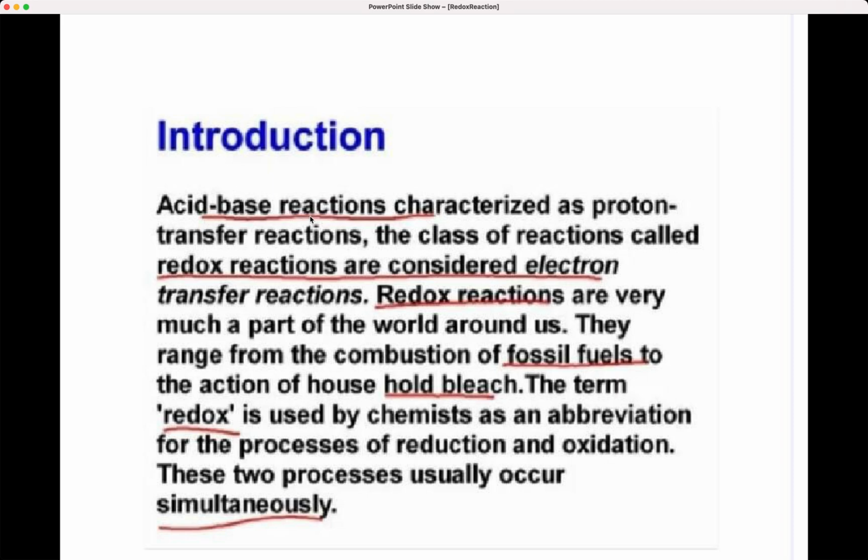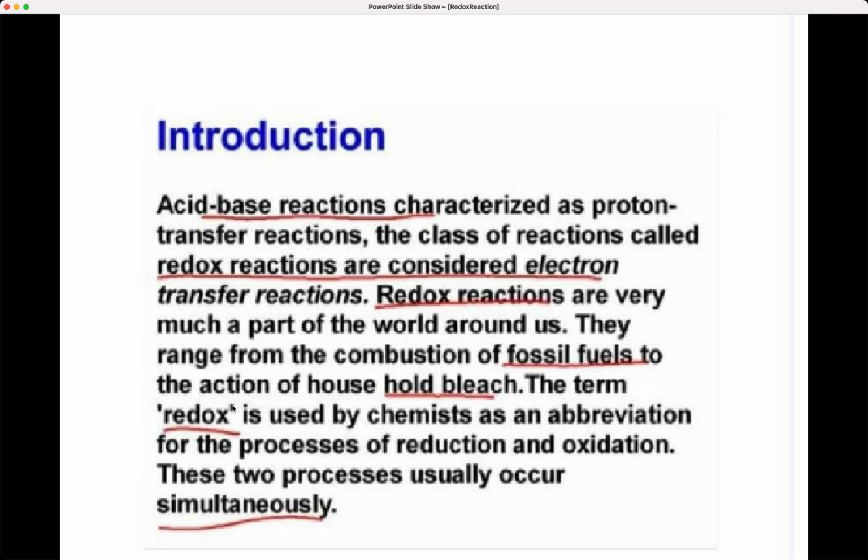We were talking about the redox reaction at the beginning of this session. Now you know acid base reactions, what are they? They are just proton transfer reactions, and that class of reactions are called redox reactions, and they are considered as electron transfer reactions. So as I mentioned, redox reactions are very important in the world we are living in, and they include combustion of fossil fuels to the action of household bleach. So many reactions come under this category.